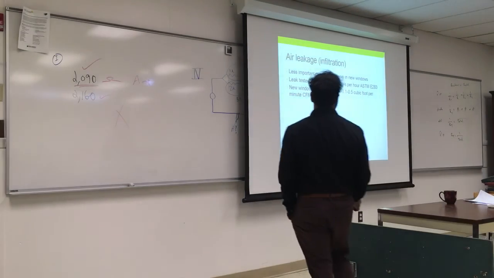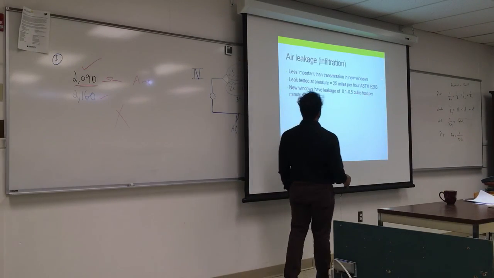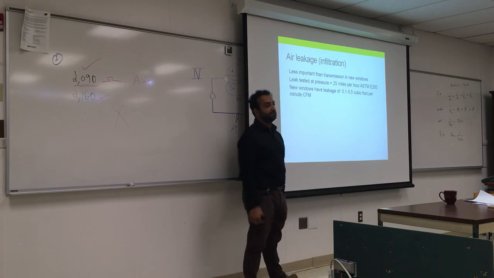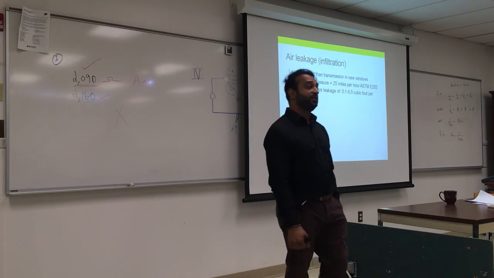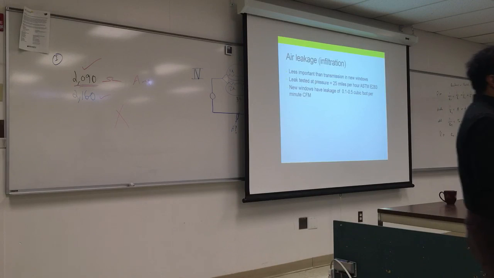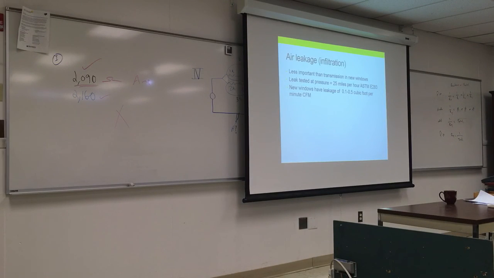New windows have an air leakage of 0.1 to 0.5 cubic foot per minute. That's not a lot, if it's a new window. Over time, I think within 5 years, you have to change some of the molding. And depending on how much you open and close it, some of the mechanical linkage can leak some air.